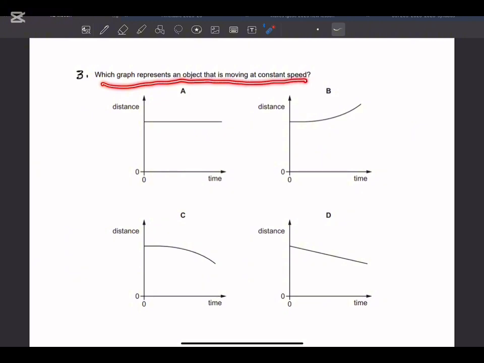Constant speed. So here you have the constant distance. Constant distance means obviously the gradient is zero. So it's not constant speed, it's constant distance. So this is not the answer. Then B, here you can see that the distance is increasing with time. So here you have different slopes. The slope is increasing, so this is not our answer because we need constant speed. In this case, what is happening? The gradient is decreasing, whether it's negative or positive, but it's decreasing.